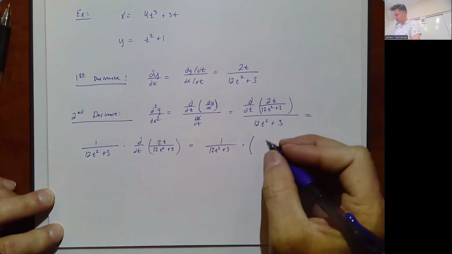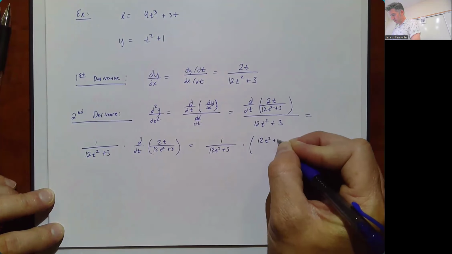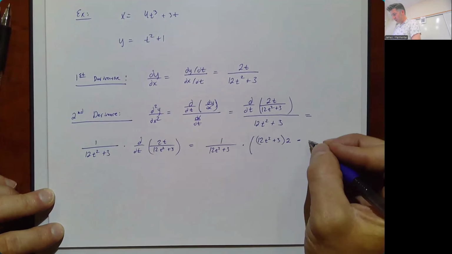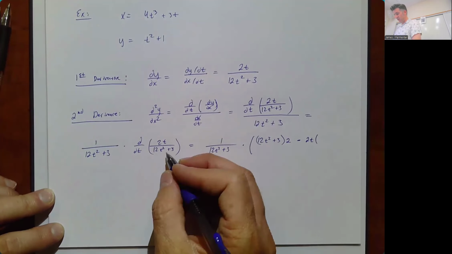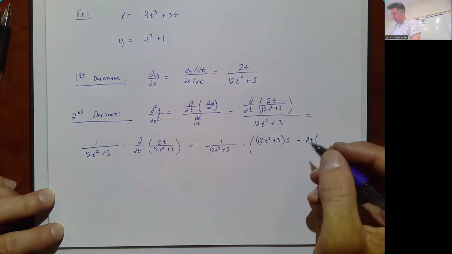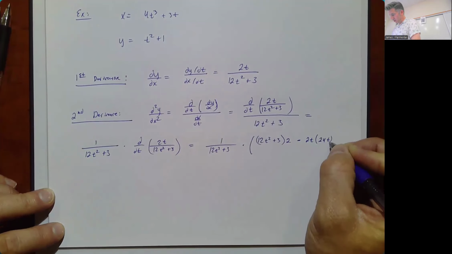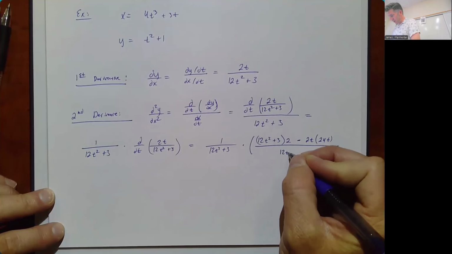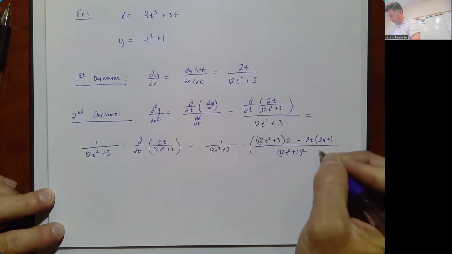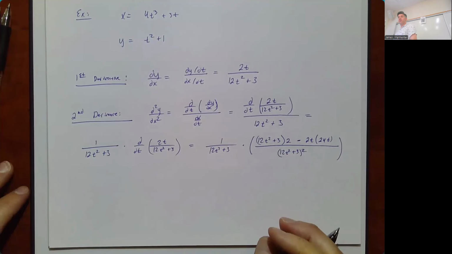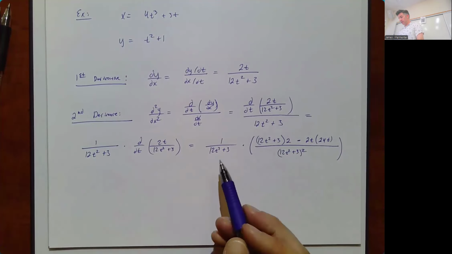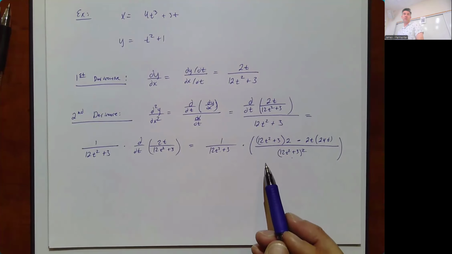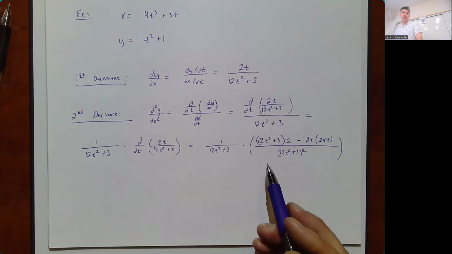It's going to be the bottom multiplied by the derivative of the top, which is 2, minus the top, which is 2t, times the derivative of the bottom, which is going to be 24t, all divided by the denominator squared. It's 12t squared plus 3 quantity squared. What's convenient here is that this and this happen to be the same, so we can combine those together and get 12t squared plus 3 quantity cubed as our denominator.